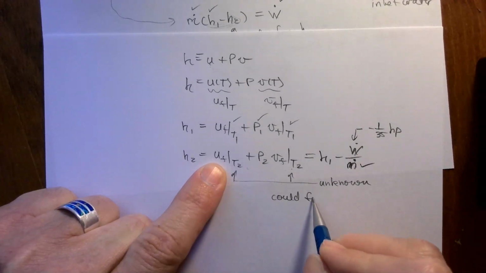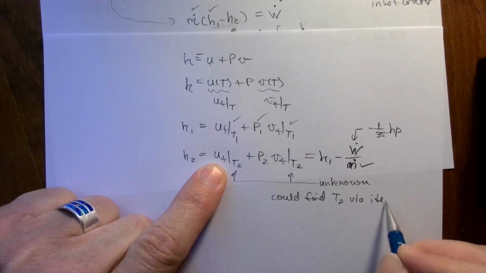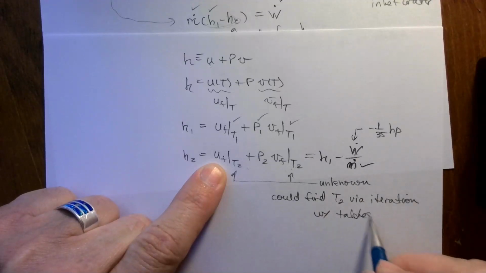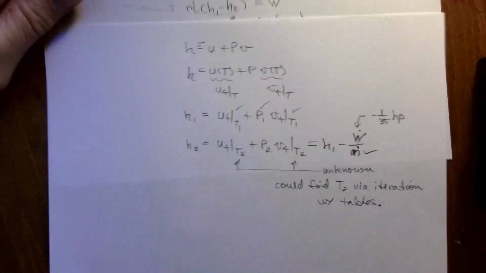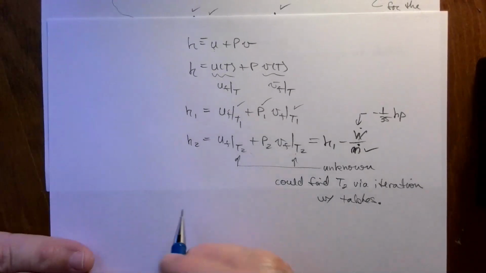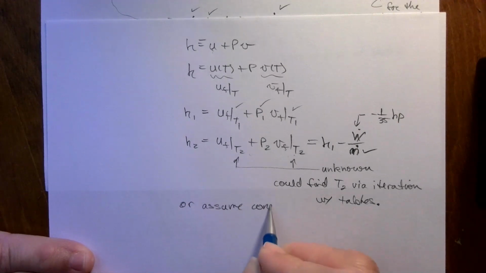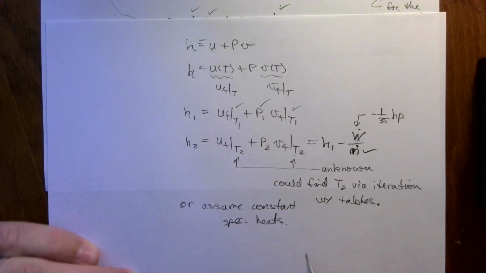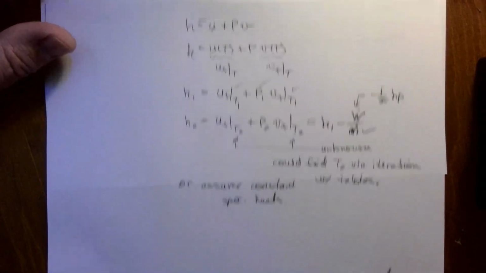So we could find T2 via iteration with tables for water. Or we're going to assume constant specific heats. In which case we'll go back to H, what was the equation?